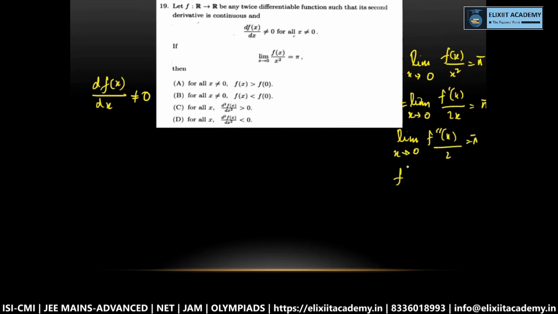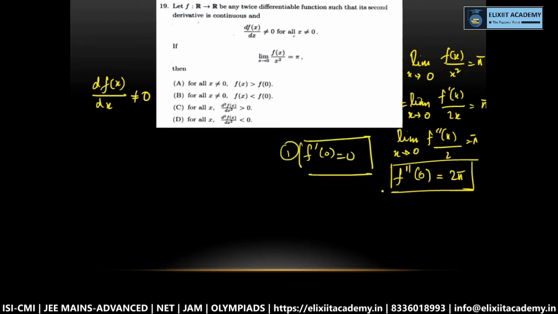And obviously from here we can get f double prime of 0 is 2 pi, right? This is one of the standard results which we have done in class. f double prime of 0 is equal to 2 pi. Obviously you will get one more result from here, which is f prime of 0 is equal to 0. These two important results will help us in doing these problems. So we are getting two results: f prime of 0 is 0 and f double prime of 0 is equal to 2 pi.